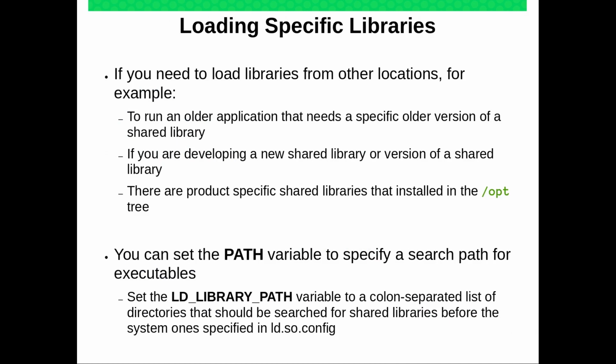So, what if we want to load a particular library? If we're going to run from, let's say, a different location than the standard one, you need to go and grab that. There are tools that can grab libraries from those locations. You can do that by setting a path variable to specify a search path for executables. Specifically, LD_LIBRARY_PATH is a colon-separated list of directories that should be looked through when looking to include shared libraries that may not be in the default path.